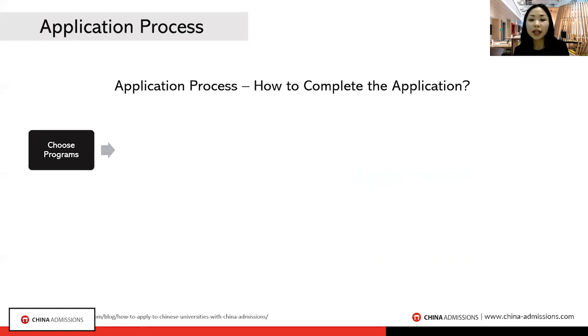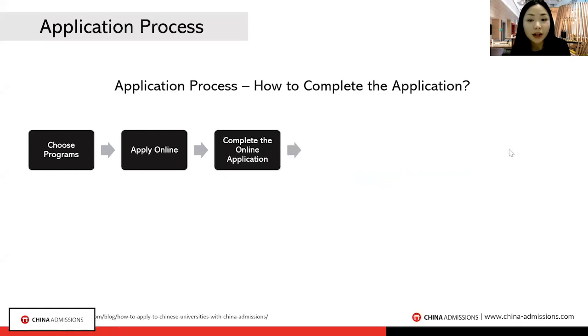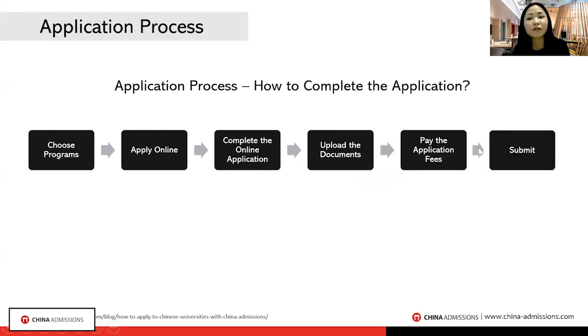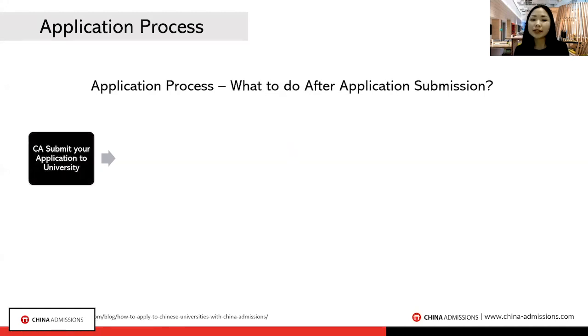And the next part is about the application process. So how to complete the application? So first of all, is for you to choose a program, and then you need to apply online, and then you need to complete the online application, and then you need to upload the documents, and after that you can pay the application fee and also submit your application. So it's actually very simple, and I'm just going to show you the application process and also how to apply on China Admissions platform later, because it's just very simple and all you need is actually just 10 minutes to finish everything.